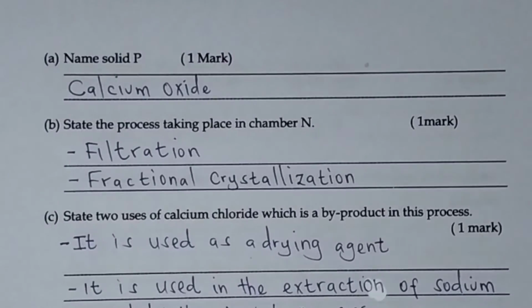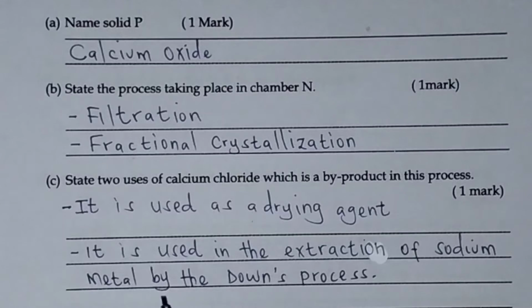For part C, we are told to state two uses of calcium chloride, which is a byproduct in this process. Calcium chloride is used as a drying agent. Remember, in Chemistry Form 1, we learned the drying agents. There were 3: concentrated sulfuric acid, anhydrous calcium chloride, and calcium oxide. So calcium chloride is used as a drying agent. Number 2, it's used in the extraction of sodium metal by the Downs process in the Downs cell.